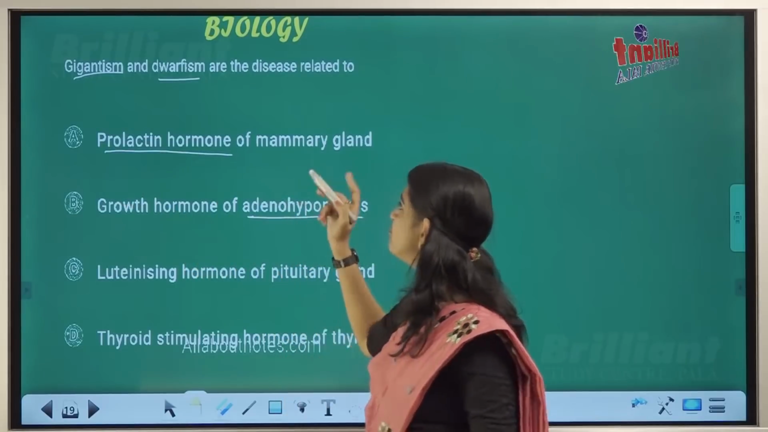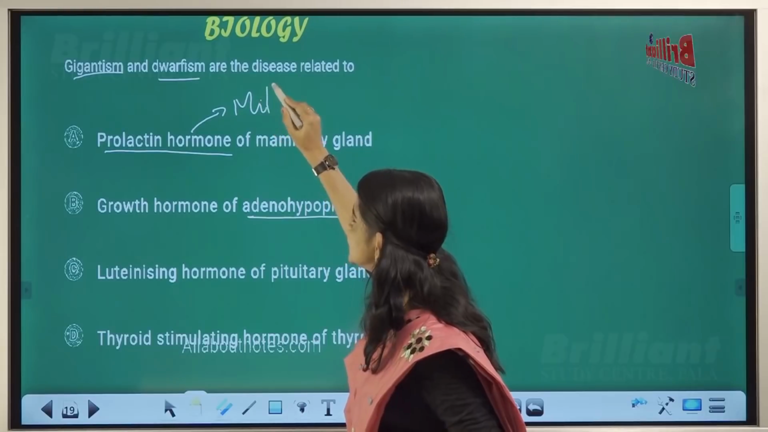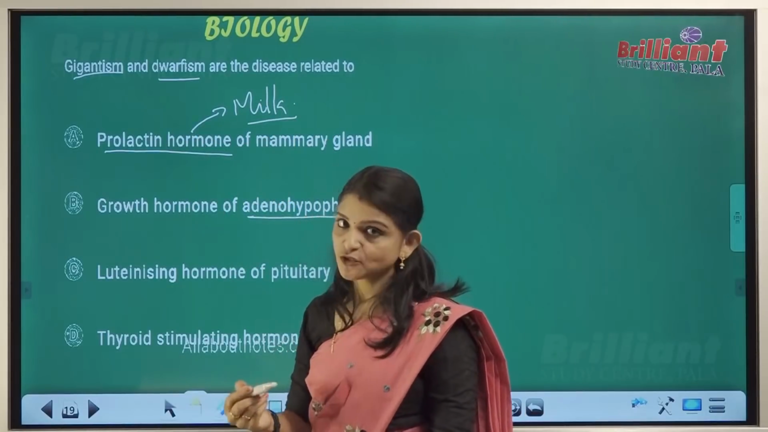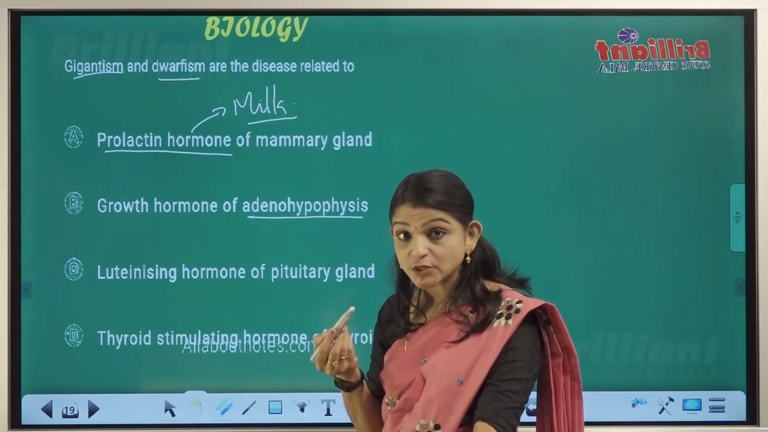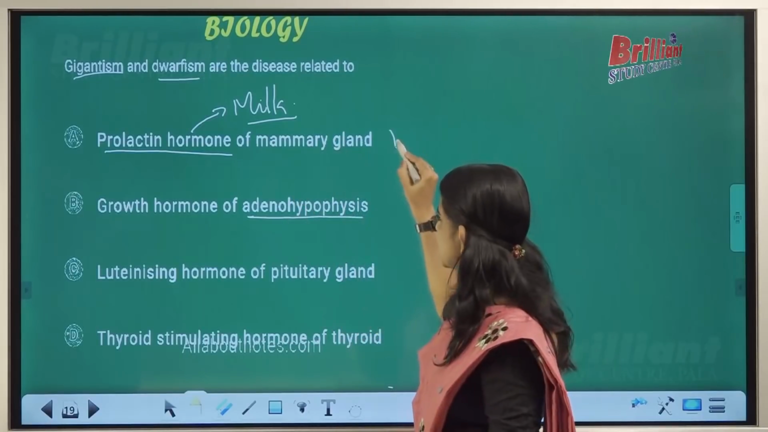Prolactin hormone of mammary gland. Prolactin is a milk hormone which is not concerned with gigantism and dwarfism. As it is a milk hormone, it is responsible for the production of milk in the mammary gland. So we cannot take this.